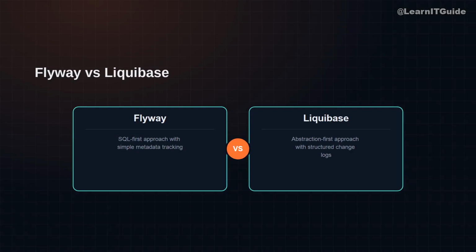Looking at them side by side, you can see the split. Flyway is your SQL-first approach. It values the simplicity of scripts. Liquibase is an abstraction-first system. It values the power of structured change sets. One is a tool for developers who love SQL. The other is a framework for teams that need to handle complex, cross-platform database logic.